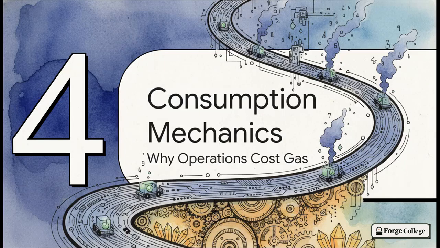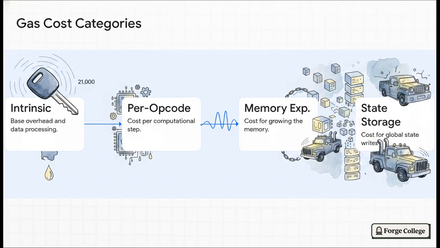Rough, right? Which brings us to section 4, mechanics of consumption. Why operations cost gas. So, we know how our vehicle works, but let's take a closer look at dissecting the road itself.